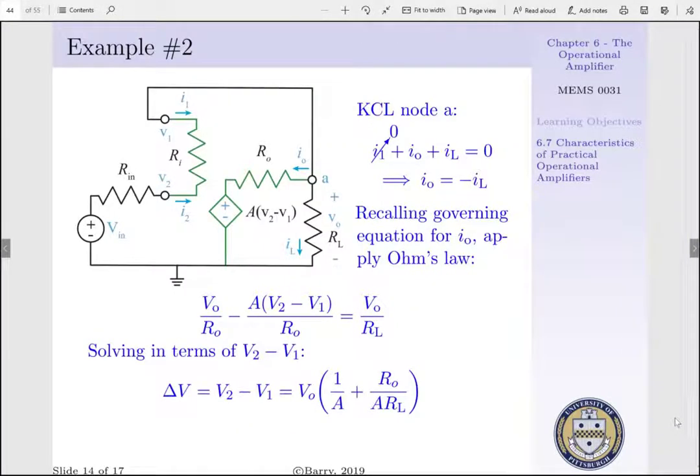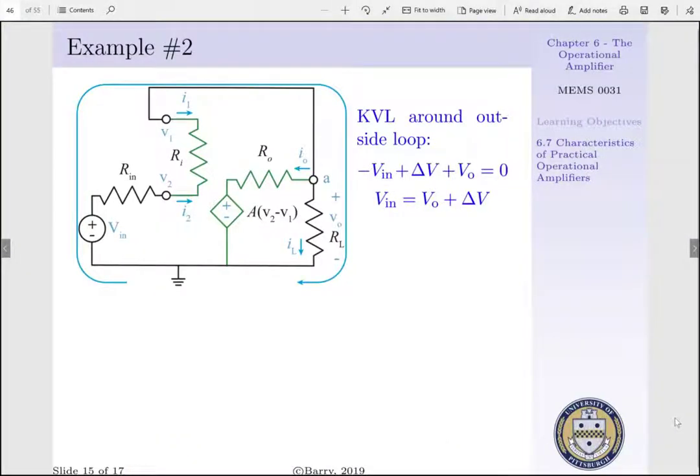Now, if we solve this in terms of our voltage differences, V2 less V1, which we'll call delta V, we have delta V is equal to V naught times the quantity 1 per A plus R naught per A RL. Now, we want to relate V2 less V1 to our input voltage. If we do a KVL around our outside loop, we'd have minus Vn plus delta V plus V naught is equal to 0. Or we can say our input voltage is equal to V naught plus delta V.